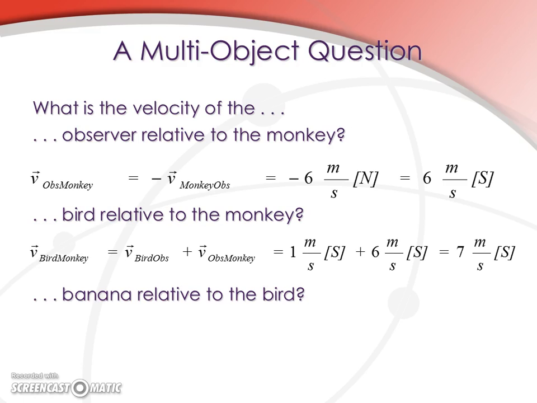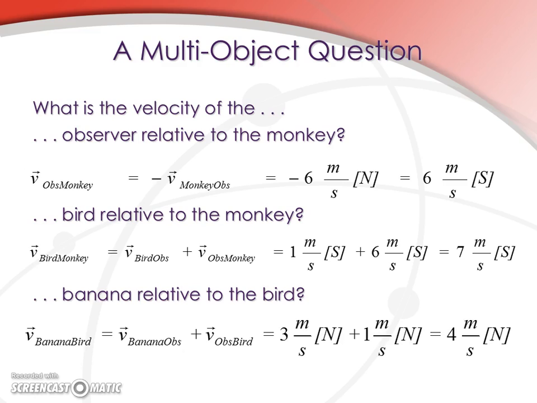But the bird has a velocity with respect to the observer of 1 meters per second south. The velocity of the bird with respect to the monkey, then, is the sum of these two things, or 7 meters per second south. And then if we want to get the banana relative to the bird, we can take the banana with respect to the observer plus the observer with respect to the bird and get 4 meters per second north. It may take you a few minutes to get your head around this, but really it's simple algebra once you think about it.